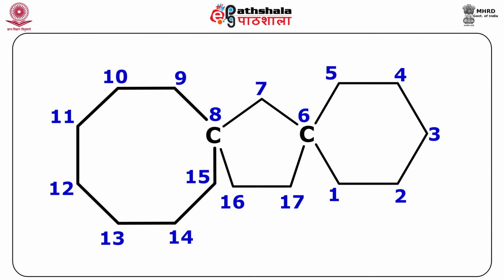So, the name of this spiro compound would be dispiro. Then we start with the number of carbon atoms in the ring excluding the spiro atom. So, the first ring, which looks like a cyclohexyl ring, will have 5 carbon atoms. So, we will write 5. Next, dot 7. 7 is the ring for another spiro ring, and then 1, which is acting as the bridge between carbon atom number 6 and carbon atom number 8. Then dot 2, which represents the bridge 16-17. So, we will have dispiro 5.7.1.2 heptadecane.